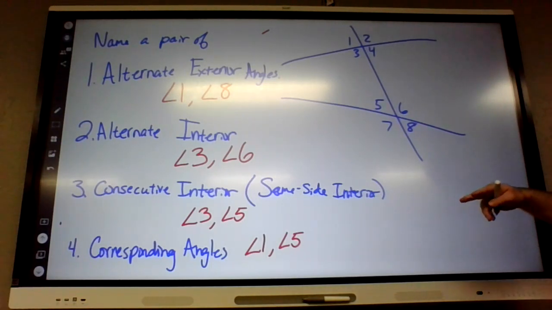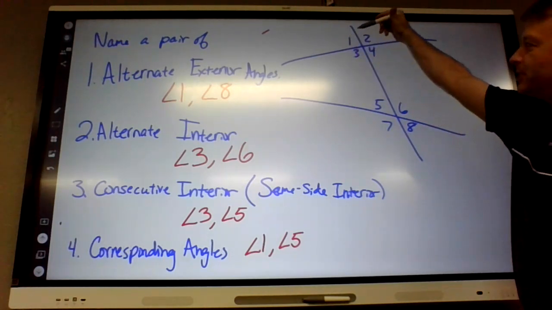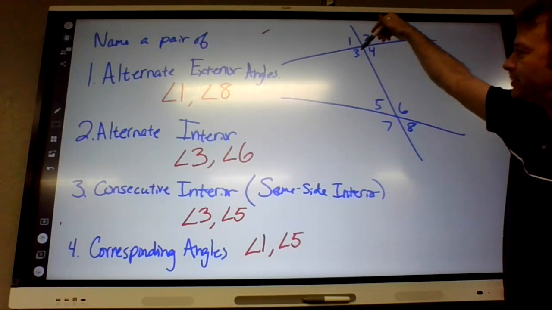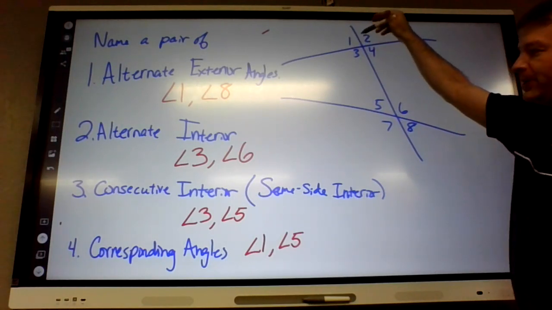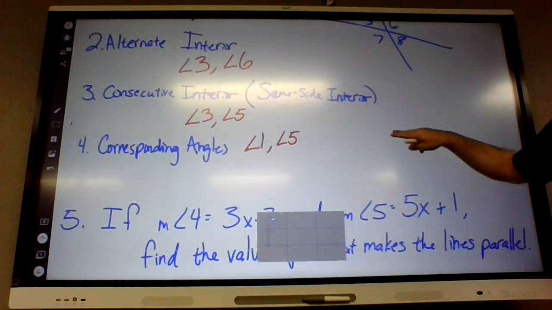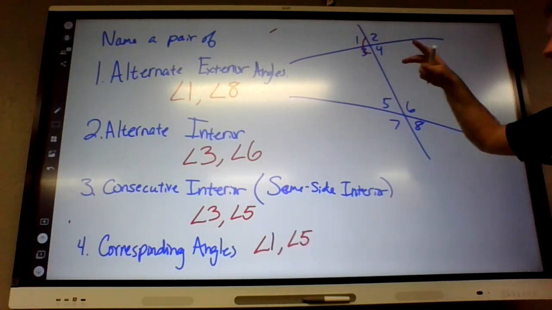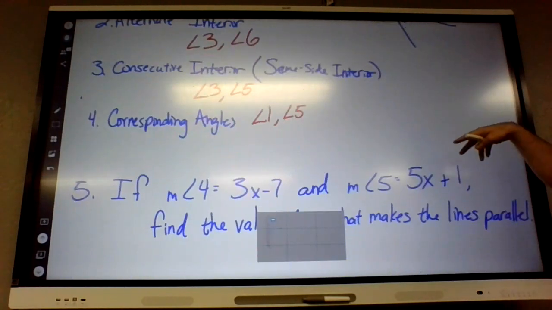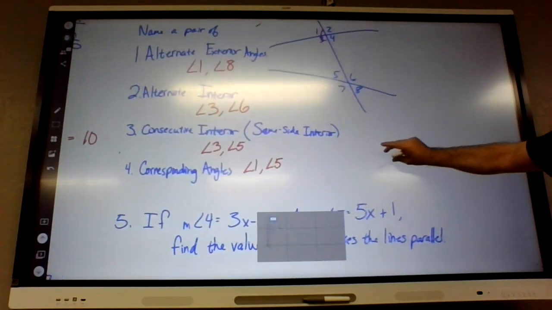What's it called when they're right across from each other? Vertical. What is it called when they're right next to each other like this? Linear pairs. They are supplementary, because together they make a line, so they add up to 180. So 1 and 2 are linear pairs. Okay, I need to zoom out because number 5 is supposed to go with that same picture.